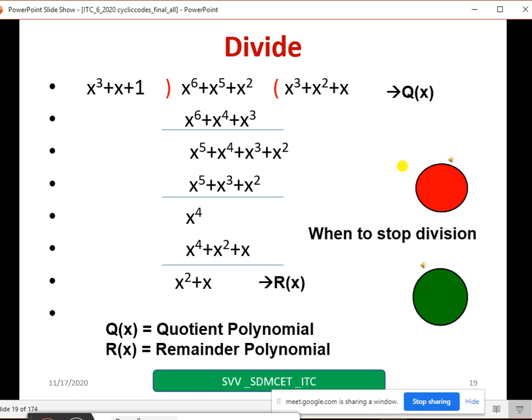When to stop the division? When to stop the division? Anybody can type in the chat box. Sir, I am dividing. कब बंद करना है, कब stop करना है? Any one line answer in the chat box, or you can unmute and you can tell the answer, no problem. Both are welcome. You can, Rahul, less than dividend, thank you.